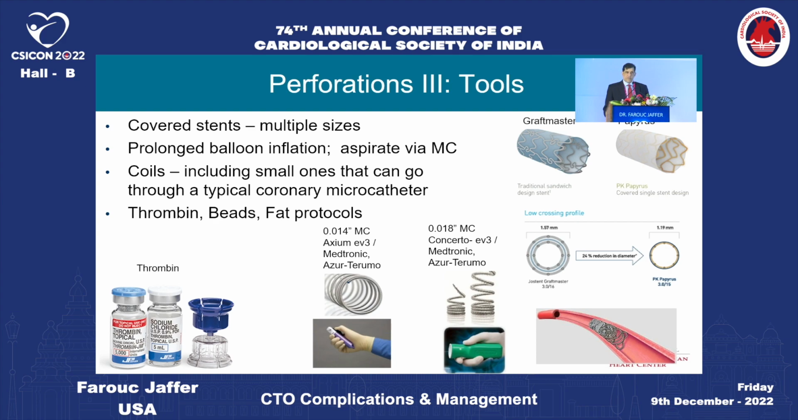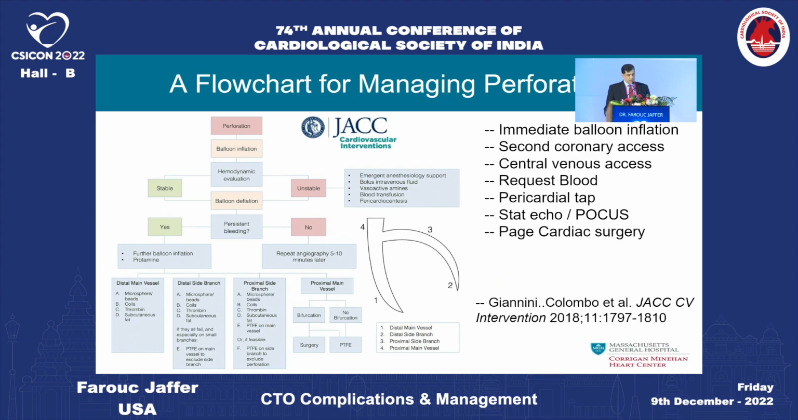Coils are a super important part, and 0.014 coils that can go through a microcatheter. We worked with our neuro IR group to understand which ones they were using and then just adopted those. And if coils are not available or not appropriate, having protocols for thrombin, beads, or fat or gel foam are also important.